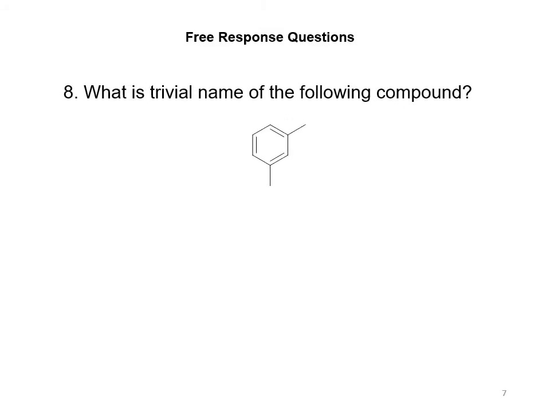And now some free response questions. What is the trivial name of the following compound? This is a compound that you simply need to recognize. The trivial name is xylene. 2 dimethyl benzenes are named as xylenes. We have 3 possible xylenes: ortho, meta, para. In this case, 2 methyl groups are meta relative to each other. So this is meta-xylene.